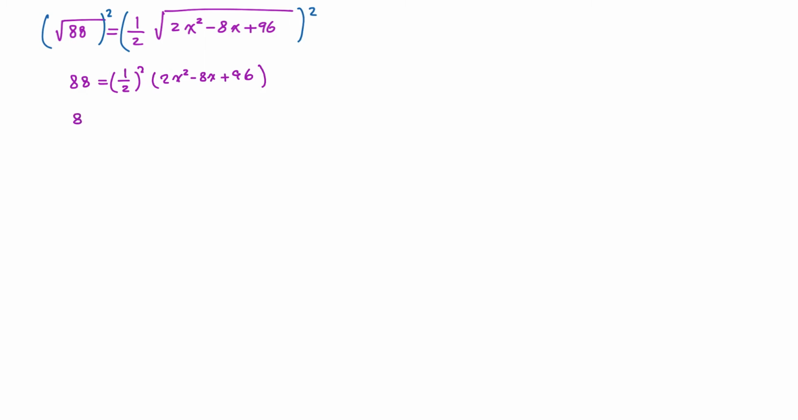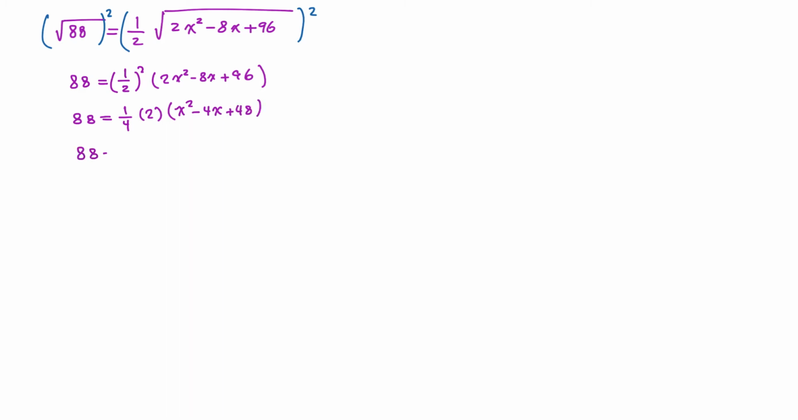Okay, this is good. I'm going to write this as 88 is equal to 1 over 2 squared, which is 1 over 4. And here, we're dealing with numbers that all are multiples of 2. So I'm going to factor out a 2 from here to simplify my numbers a little bit, and then divide 2x squared by 2 to get x squared, and then divide negative 8x by 2 to get negative 4x, and 96 divided by 2 to get 48.